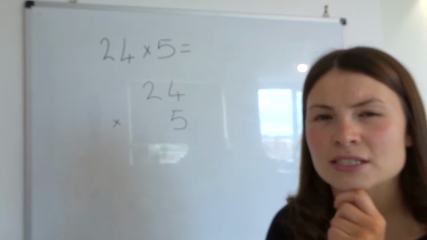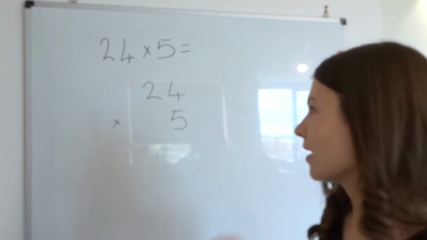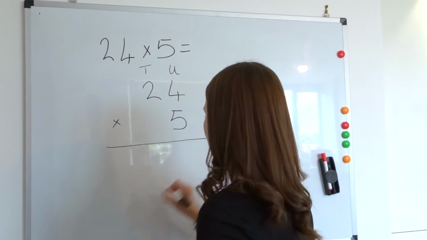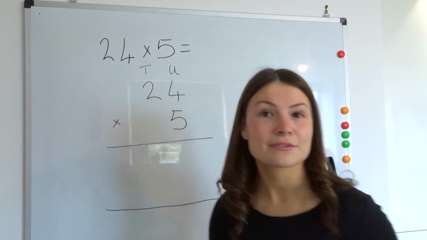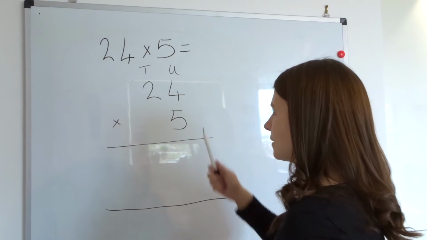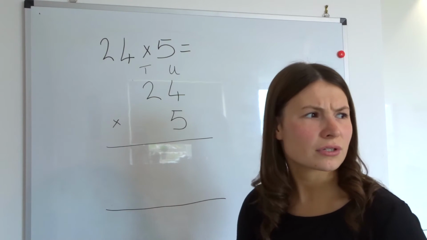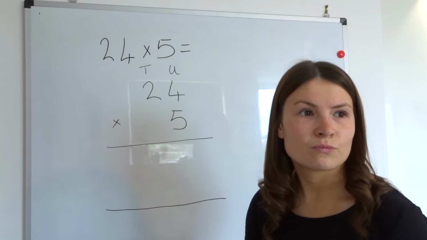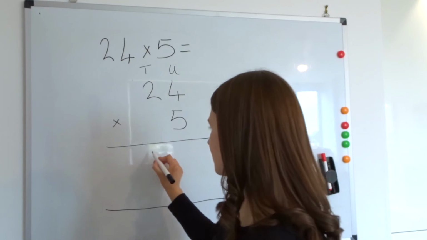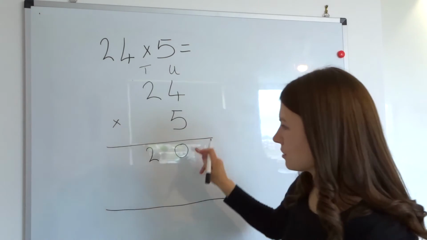What have I missed off this time? Ah, that's right. I forgot to put my tens and my units at the top. And I've forgotten to do my lines as well. We start off with our units column. So 4 times 5. What's 4 times 5? That's right, it's 20. So 20 has a 2 in the tens column and a 0 in the units column.